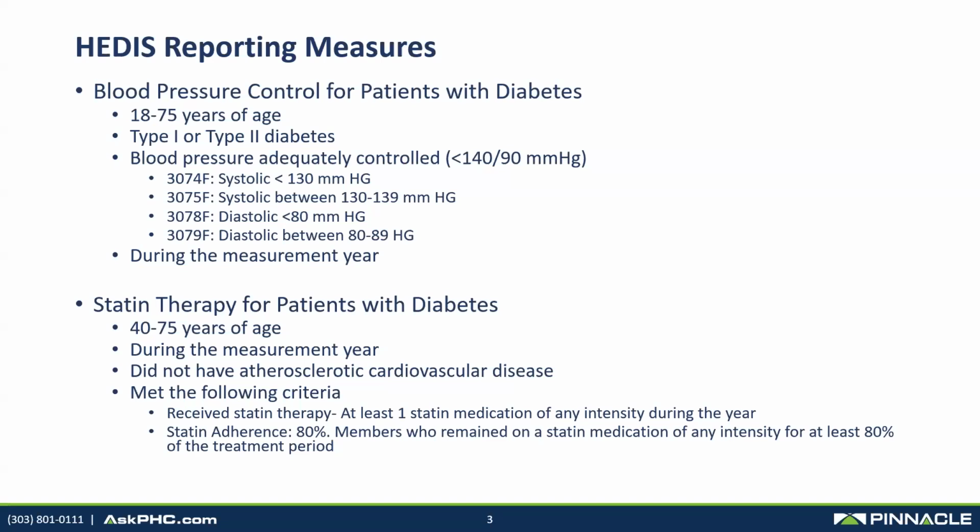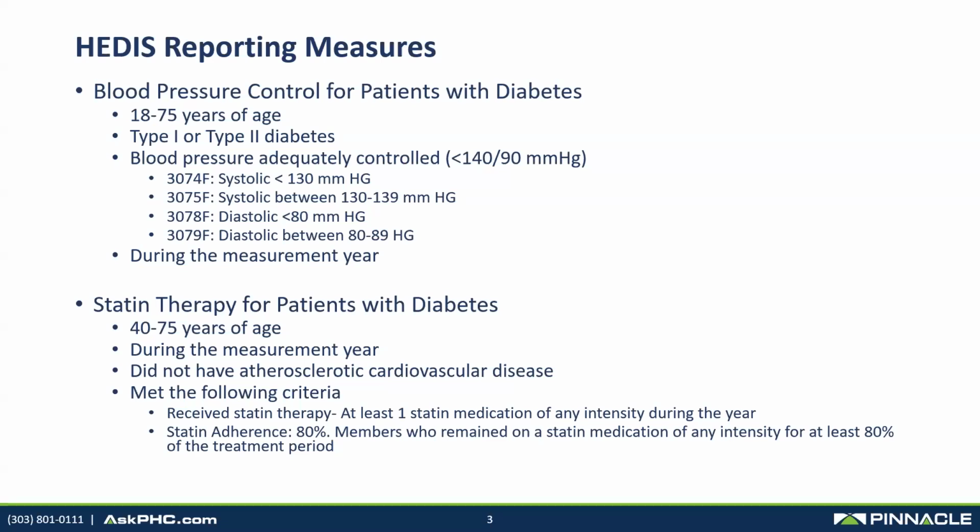We also have statin therapy for patients with diabetes. This age group is patients 40 to 75. It only has to be captured one time during the measurement year. These patients cannot have any type of atherosclerotic cardiovascular disease. This is strictly a diabetes patient that is on statin therapy for underlying diabetes.